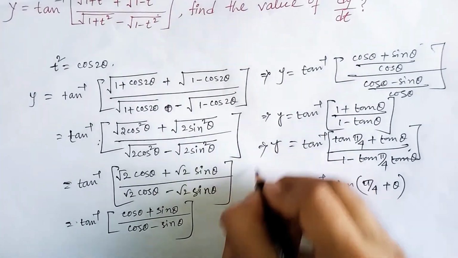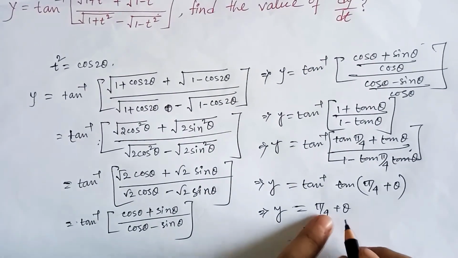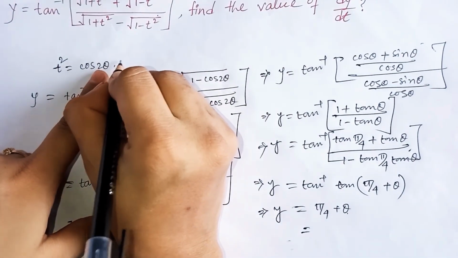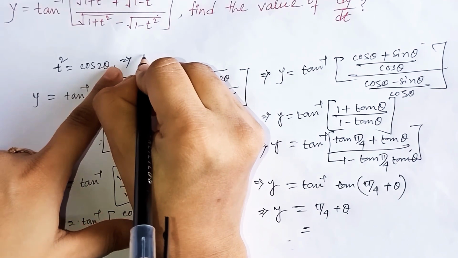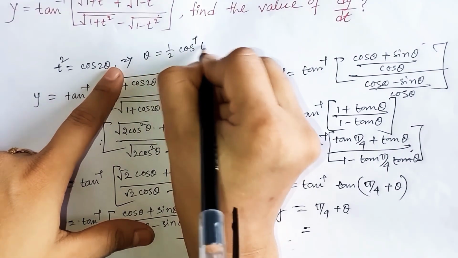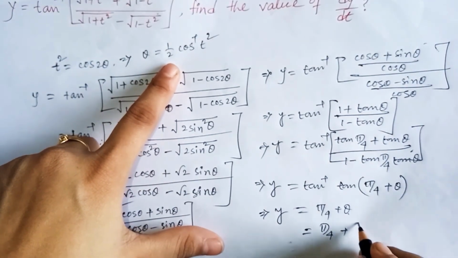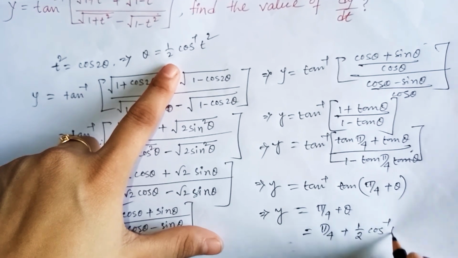We get y equals a small, easy term. Now we have to change theta in terms of t. So theta means half cos inverse t square, right? So y equals pi by 4 plus half cos inverse t square.